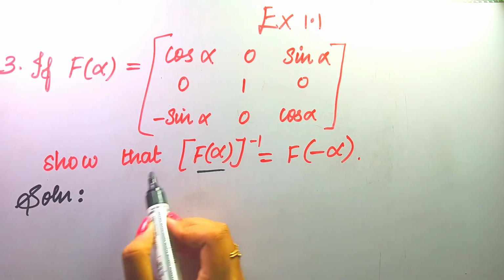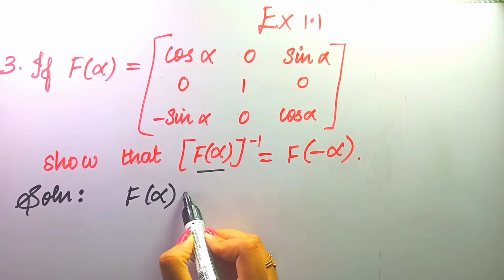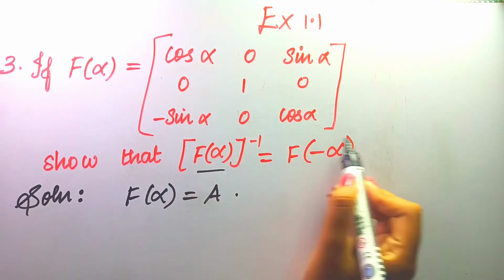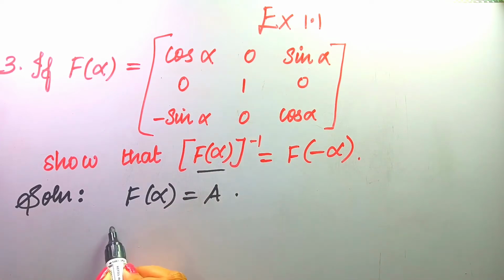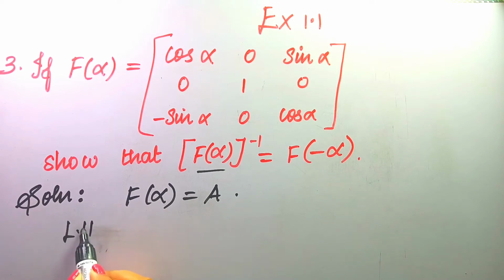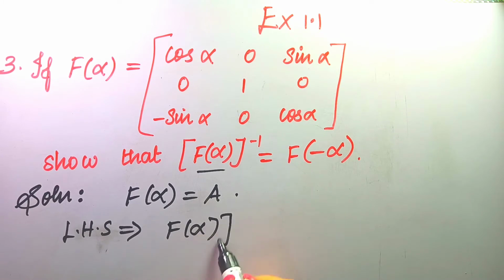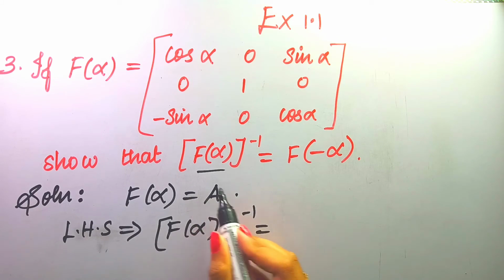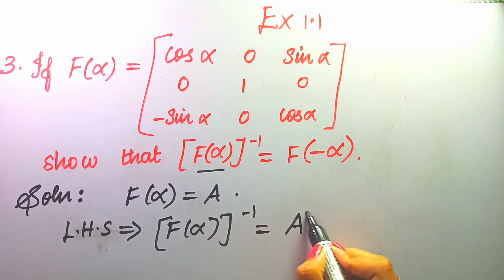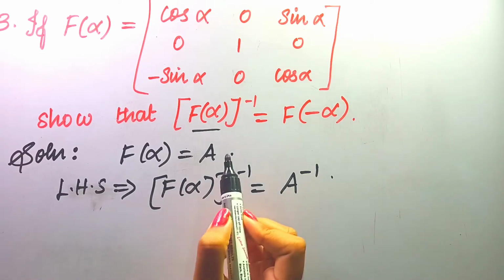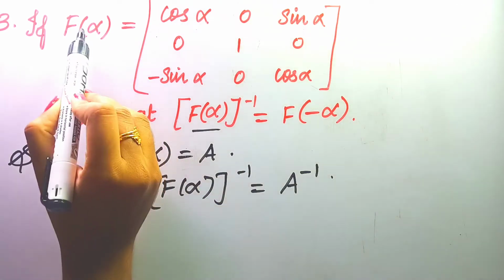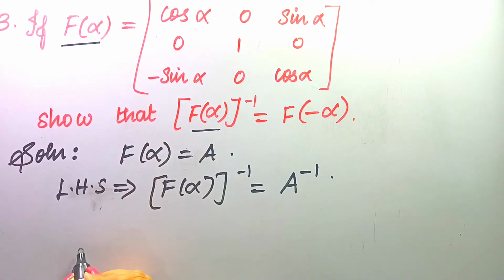So first let's take f of alpha to be A. Okay, so this is how it will change. So first we are going to prove the LHS part. So LHS implies f of alpha the whole inverse. So here, in place of f of alpha, we are going to substitute A. So A and this whole inverse. Since I have taken f of alpha to be A, instead of f of alpha we can substitute A here.